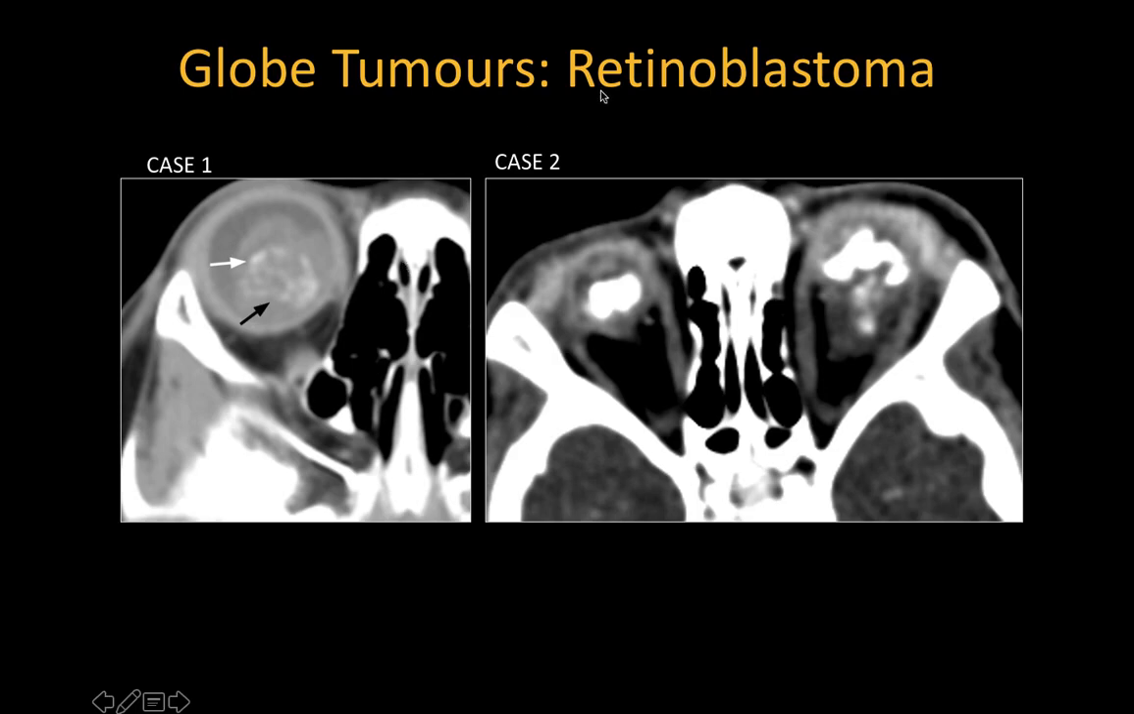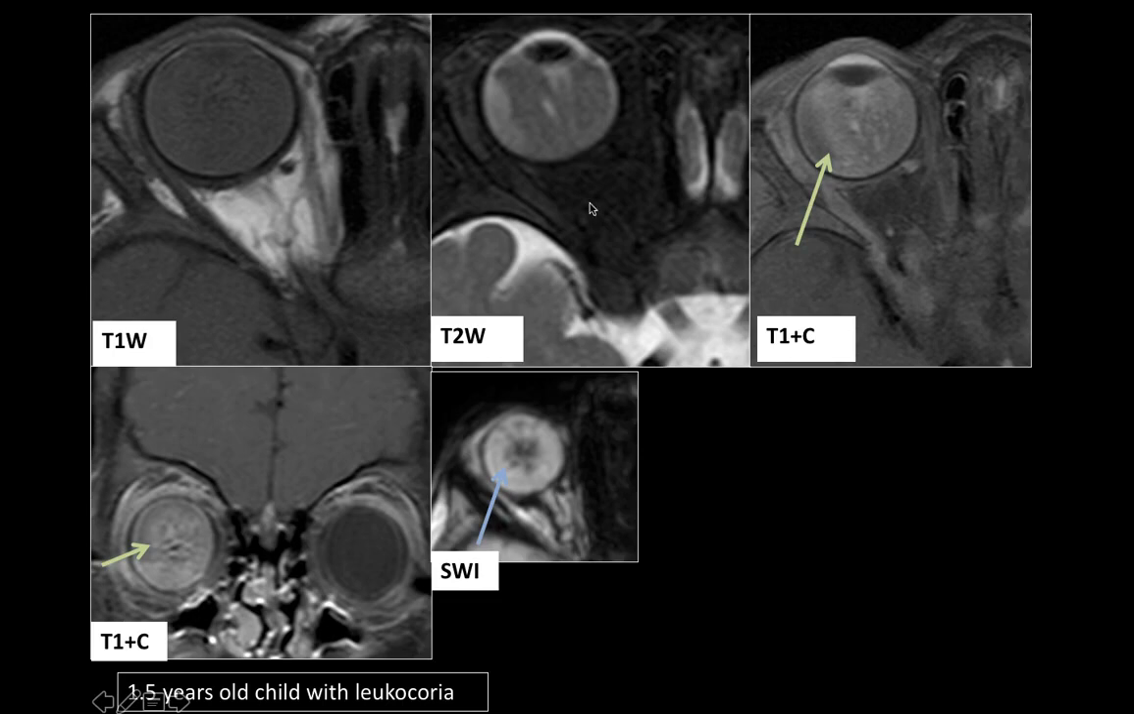Now, coming to globe tumors, retinoblastoma is the most common tumor in children. The classic finding is an intraocular mass along with calcification, and clinically it gives rise to leukocoria in a child. So the retinoblastoma can be unilateral as seen here, or it can be bilateral seen here. Here also we see there is extension of the tumor in the retrobulbar region in the intraconal space. Now, this is the MRI of a 1.5-year-old child with leukocoria. So, again, we see a heterogeneous mass which is located in the orbit.